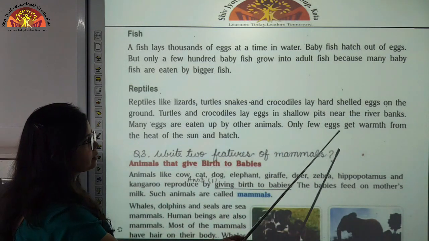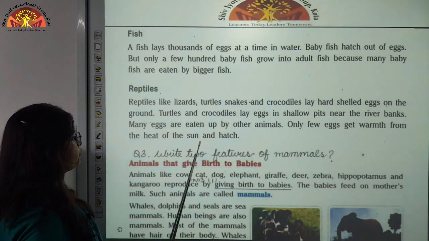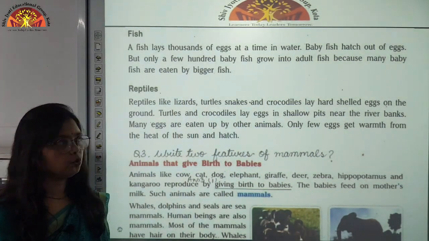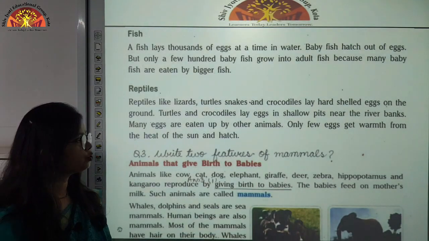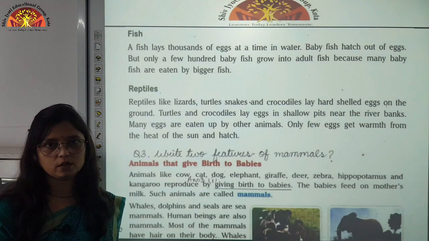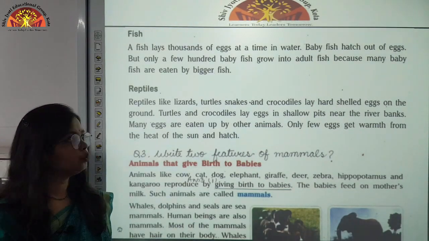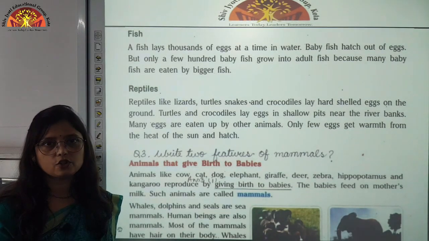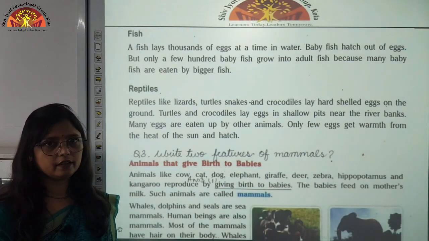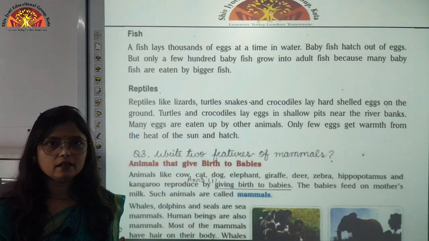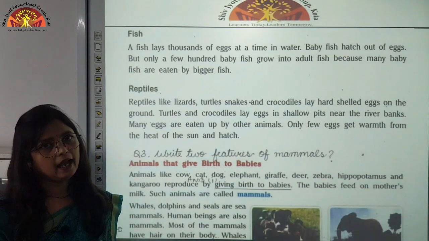Only a few eggs get warmed from the heat of the sun and hatch. Now here, what these reptiles do, they lay their eggs in shallow pits. Pits here means small holes. These animals come to the river banks and dig small pits or small holes near the river banks in the mud, okay, and they lay their eggs over there. Now these eggs get the warmth from the sun and they hatch out.